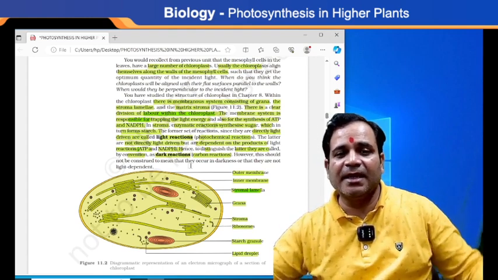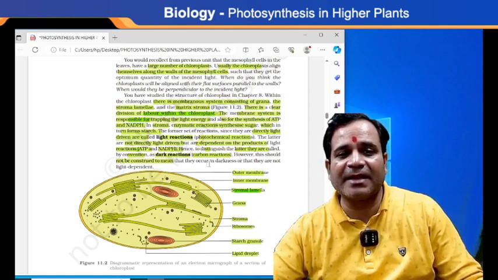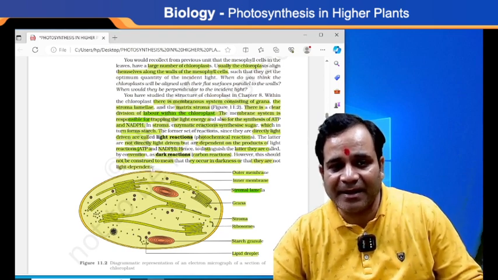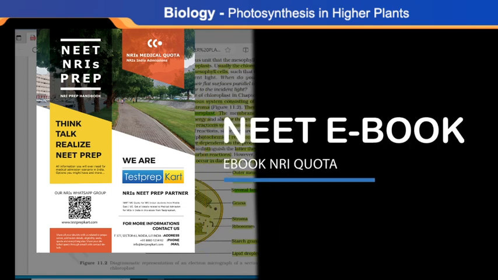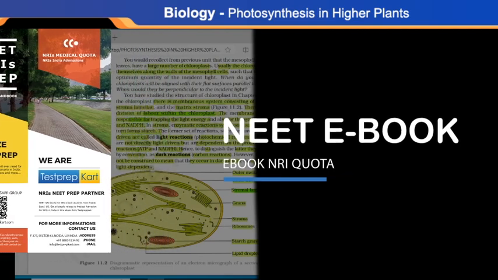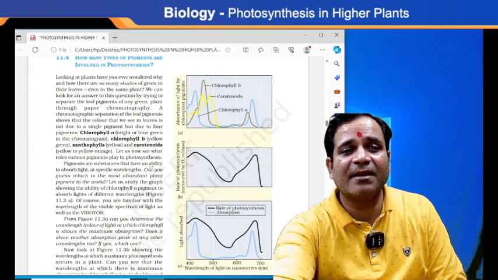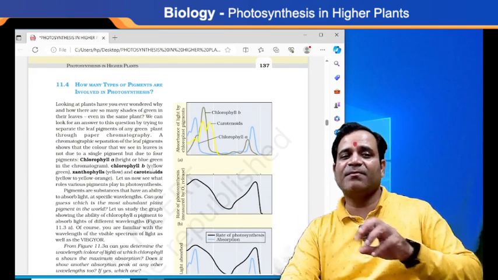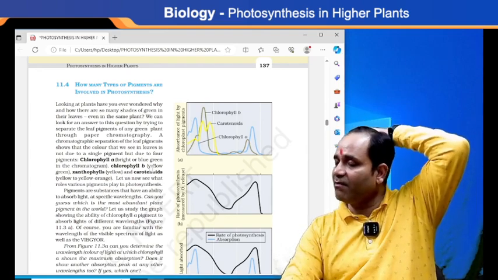Now see here, however, this should not be construed to mean that they occur in darkness or that they are not light dependent. They have light, my dear, but mainly in the dark reaction we see the carbon reaction. Here is the graph, my dear, showing how many types of pigments are involved in photosynthesis. This is a very important point, my dear.